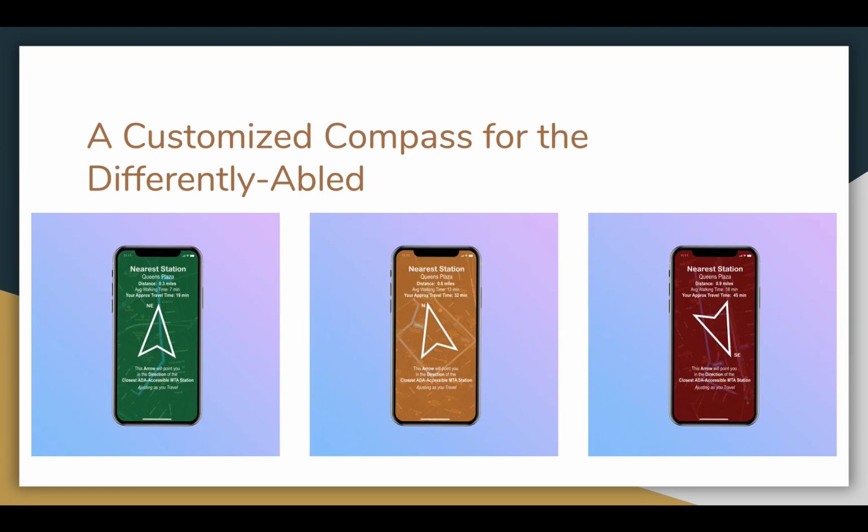I also created a customized compass for the differently abled. This compass basically allows users to find the closest accessible station to them, points them in that direction, and allows them to pick the most navigable routes based on what they can see, construction, damaged sidewalk surfaces, and then they can also adjust their travel speed based on their disability to allow them to get a better approximate travel time.